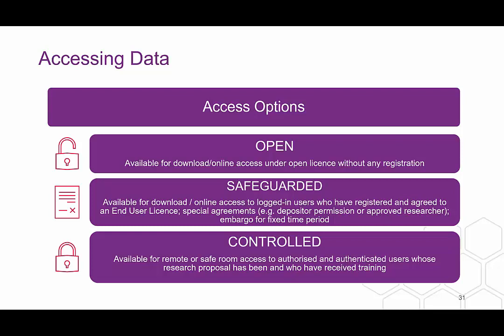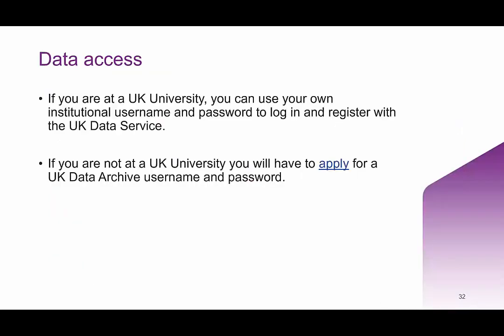Okay, so if you are working with a UK university, you would just use your own username and password to get in. If not, you'll need to make an application, and assuming that you meet the criteria and agree to the terms and conditions, which I'm going to talk about on the next slide, then you'll be issued with a UK Data Service specific username and password, which you can then use to get access to the data.